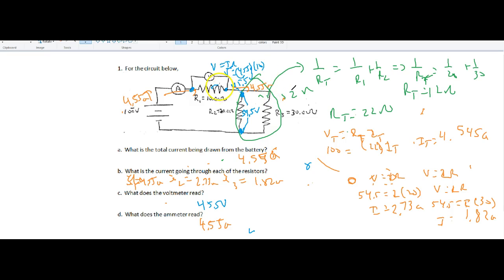I note that I lost 45.5 volts going through the first resistor. I lose another 54.5 going this way. I am good to go. Done. Okay. All right, so that's how you do problem number 1.